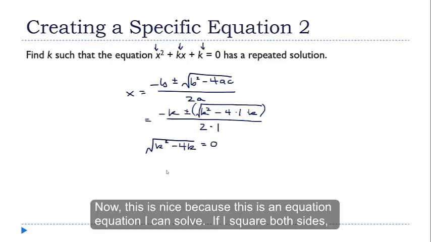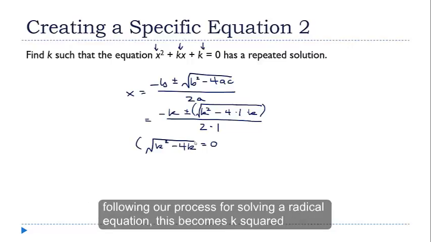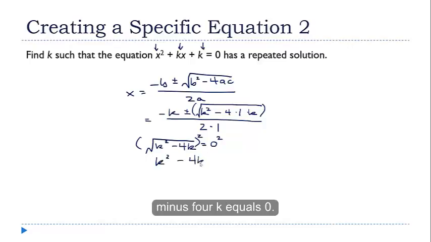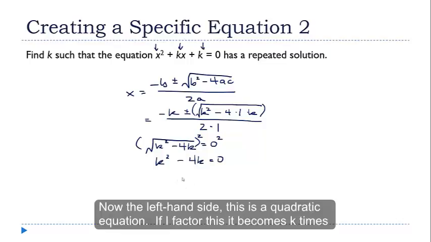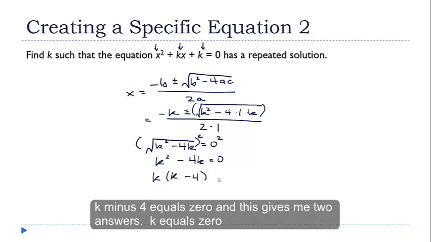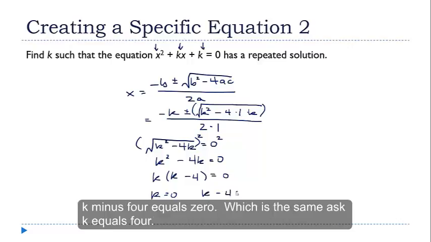All right, now this is nice because now this is an equation I can solve, right? If I square both sides, following our process for solving a radical equation, this becomes k squared minus 4k equals 0. Now the left-hand side is just a quadratic equation. So if I factor this, it becomes k times (k minus 4) equals 0. And this gives me two answers: k equals 0 or k minus 4 equals 0, which is the same as k equals 4.